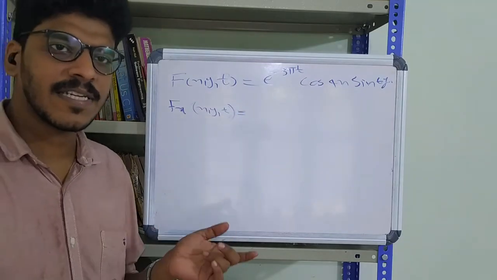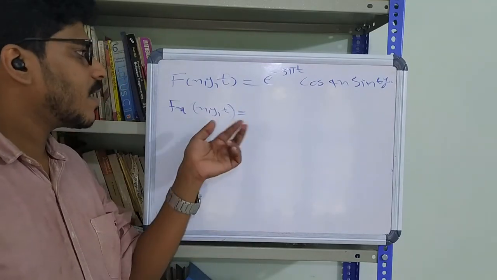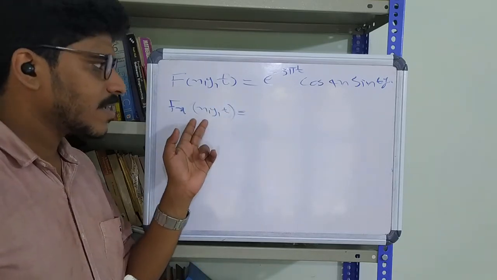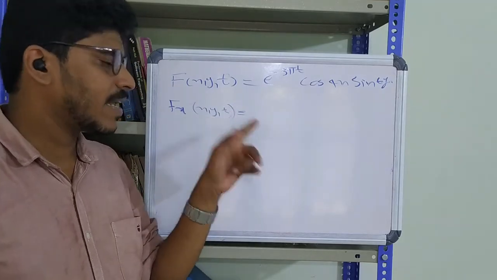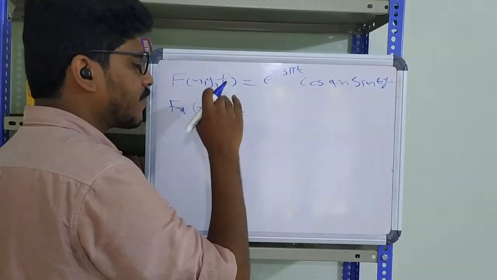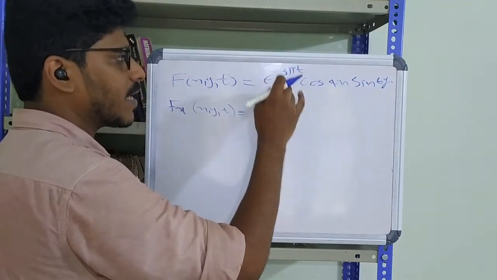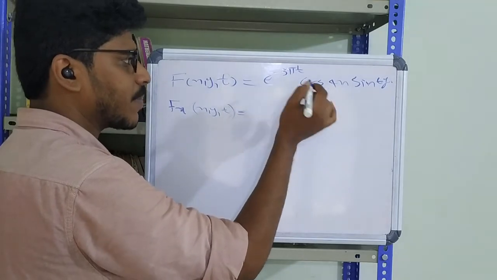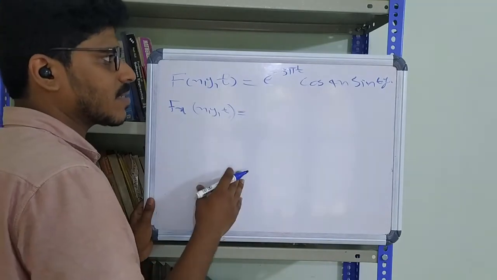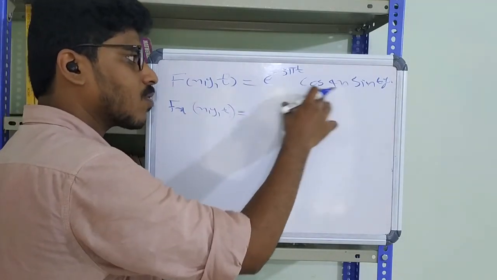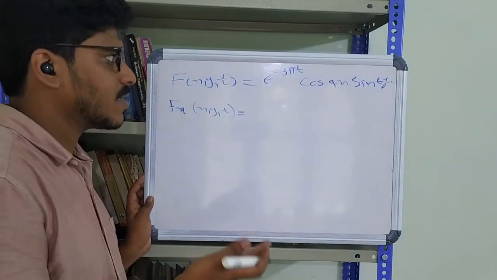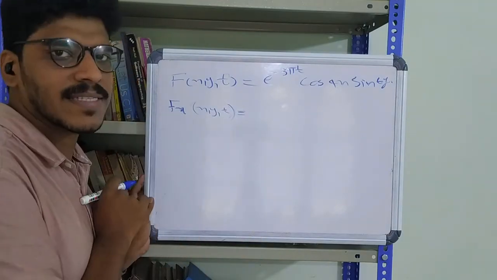How do we find the partial derivative with respect to x? We will simply differentiate the function with respect to x, keeping all other variables, here y and t, as constants. So e raised to minus 3πt is a constant, and sin 6y is again a constant. So let's take them out. And what's left here is cos 4x. What is the derivative of cos 4x with respect to x? It is minus 4 sin 4x, right?